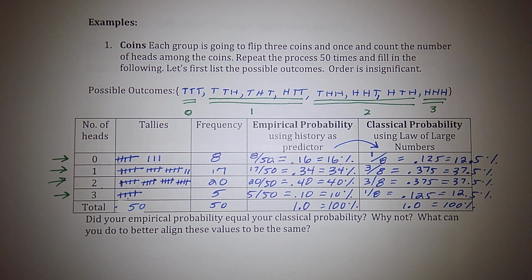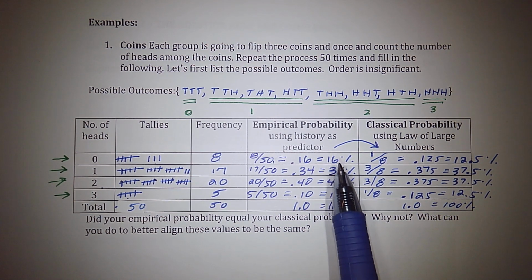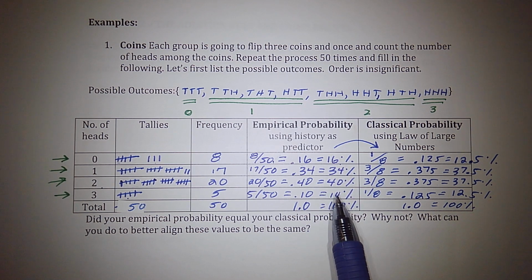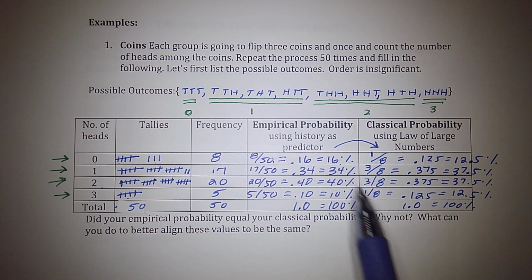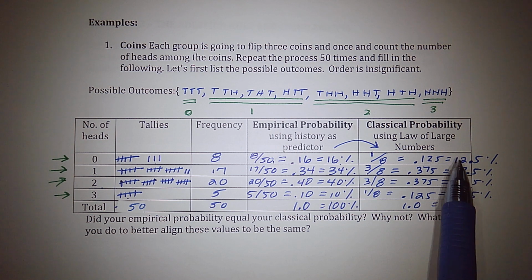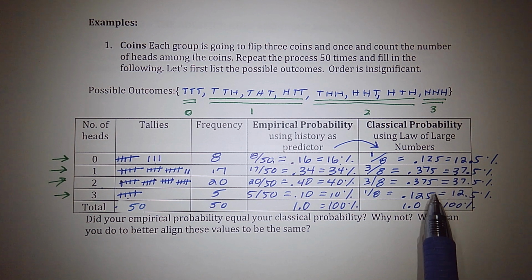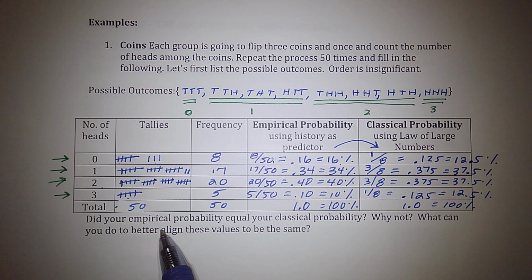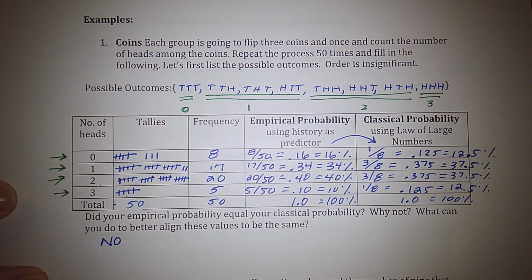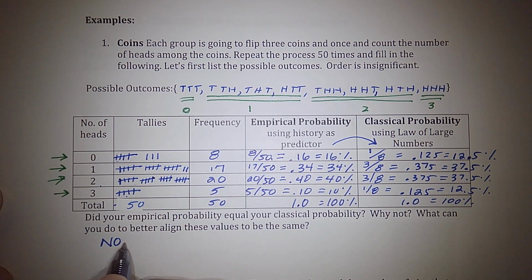So you can see our distribution is not too far off. You can see I definitely have less at the beginning and at the end and more in the middle. Same with our distribution, that would be over here. But it asks, did our empirical probability equal the classical probability? And the answer is no. Okay? And it asks, why not? And what could I do to better align these values?